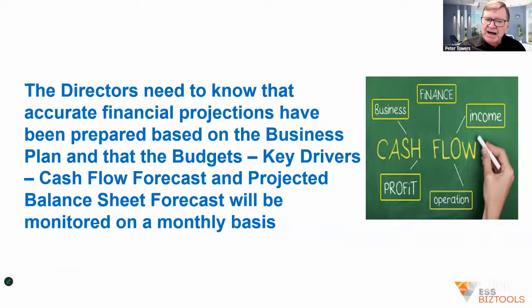Directors need to know that accurate projections have been prepared. So this is the financial forecast then, which are the interpretation of the business plan. Budgets, key drivers, that's those key sub-accounts, debtors, creditors, capital expenditure, repairs and maintenance, research and development, I meant to say that, research and development. Repairs and maintenance might be a problem in some of the businesses also. And what's the cash flow forecast look like? And what's the projected balance sheets? Because they're important documents.